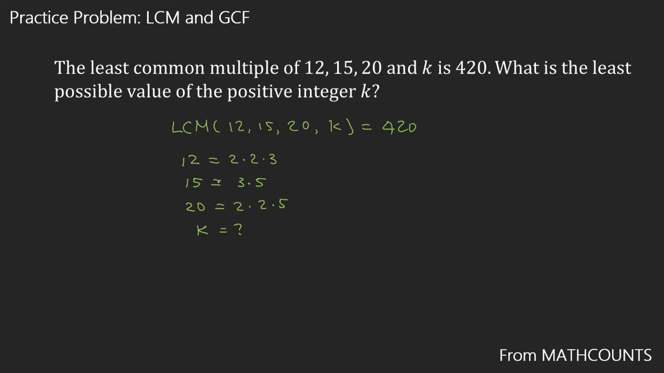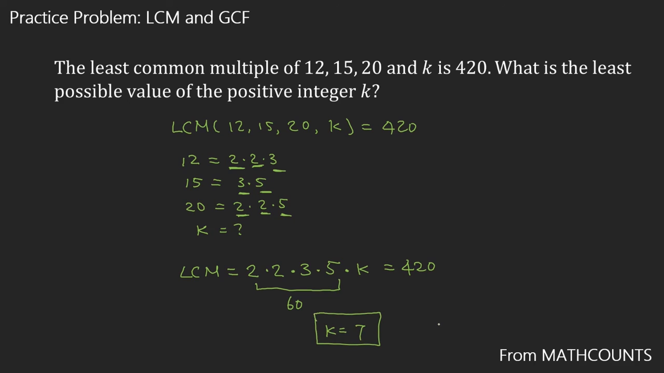Okay. So the LCM, if we use our method, we first find the common factors. So we have a 2 here that is common, so we have 1, 2, and we have another 2 here that is also common. And then we have a 3 that is common, and we have a 5 that is common. And we're left with a k. So all that multiplied together equals 420. Now this right here gives me 60. So 60 multiplied by k is 420. And that leaves me with k is equal to the number 7.